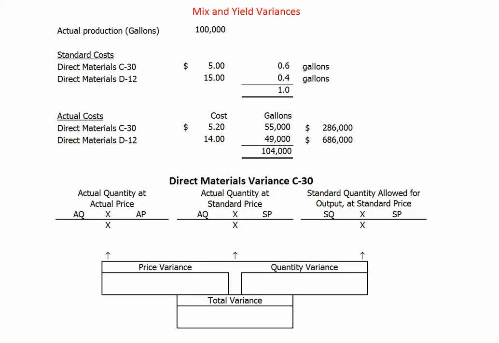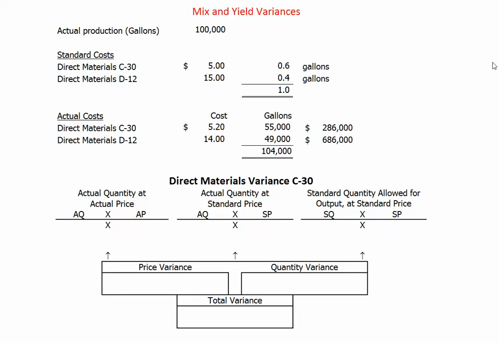In this video, we're going to explore mix and yield variances. Mix and yield variances are simply an extension of our standard quantity variances from the earlier chapter. The variation in this problem is that instead of having one type of direct materials, we have two types of direct materials. We're using both C30 and D12 to produce our finished product.